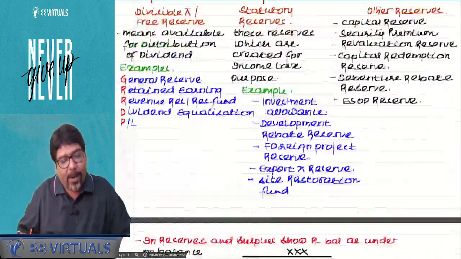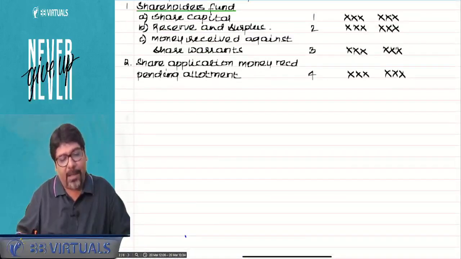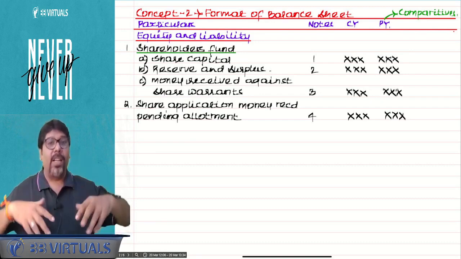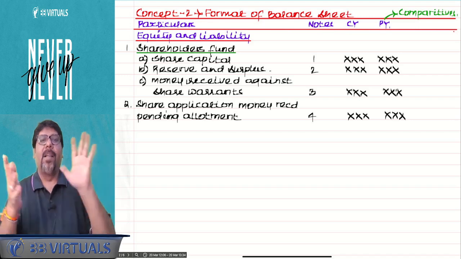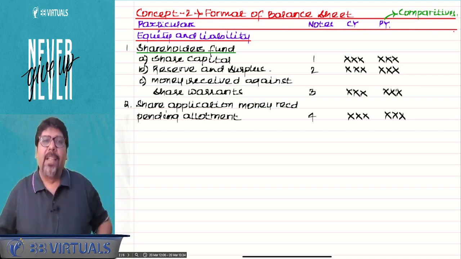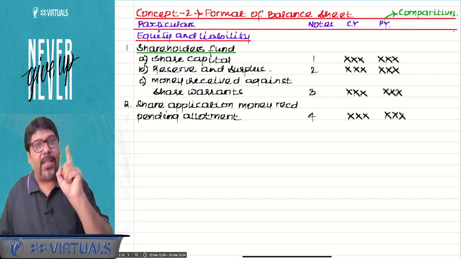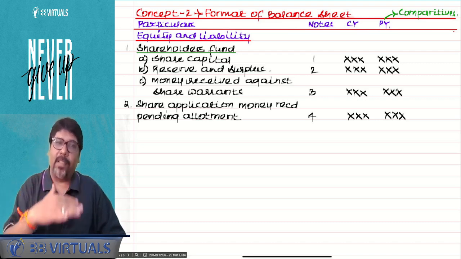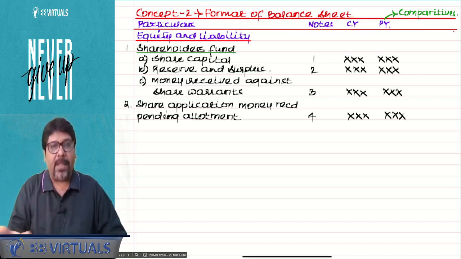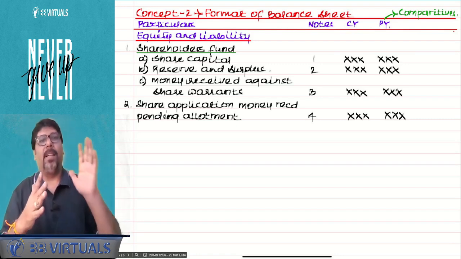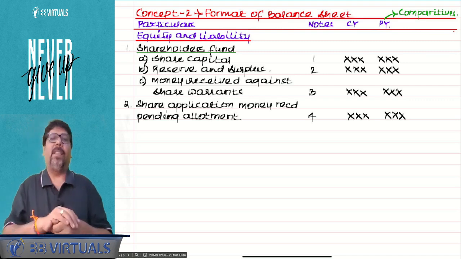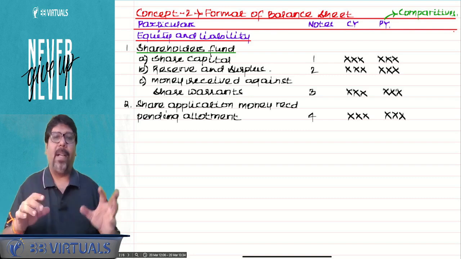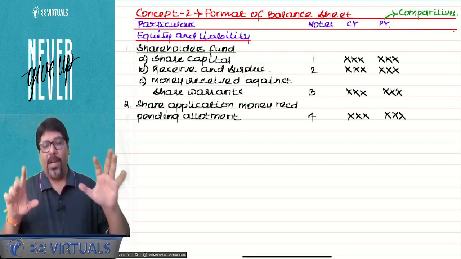So now I hope all the four items of shareholders fund are very clear. Share capital, bonus share, non-cash consideration, issued, subscribed. That share capital is cleared. First of all, we started with the word equity. Equity is not liability. Then we understood share capital, reserves and surplus, presentation of reserves and surplus, money received against share warrants, and share application money received pending allotment. This was your shareholders fund chart.